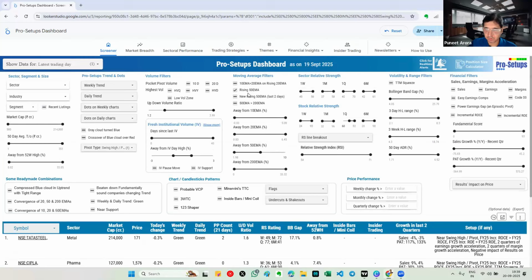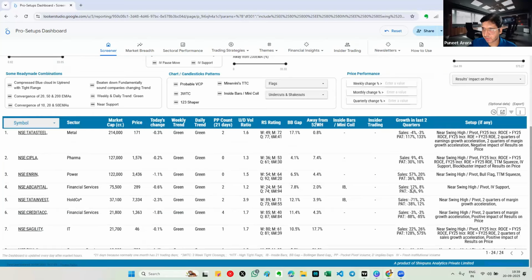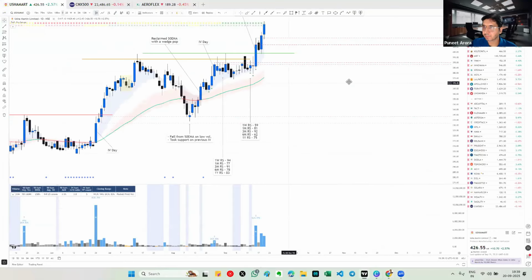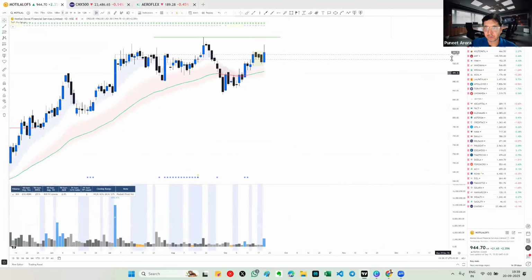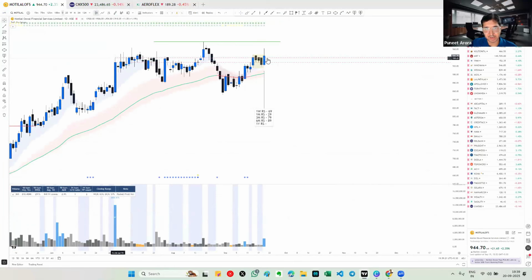Okay. So yeah, we have the list. We were looking at the charts, right? So as you can see, Motilal Oswal is one which is near its IV day high. It has a strong RS of 79 on quarterly.